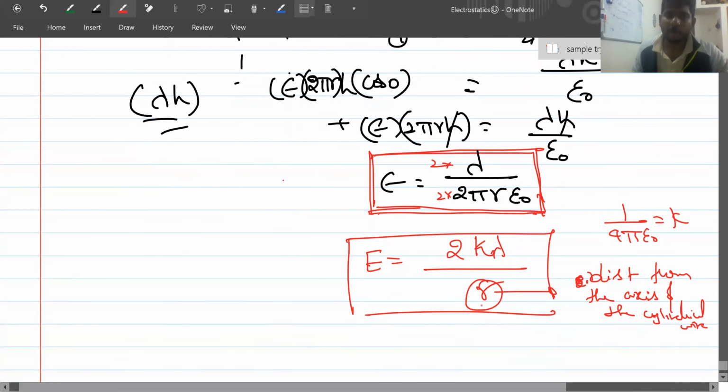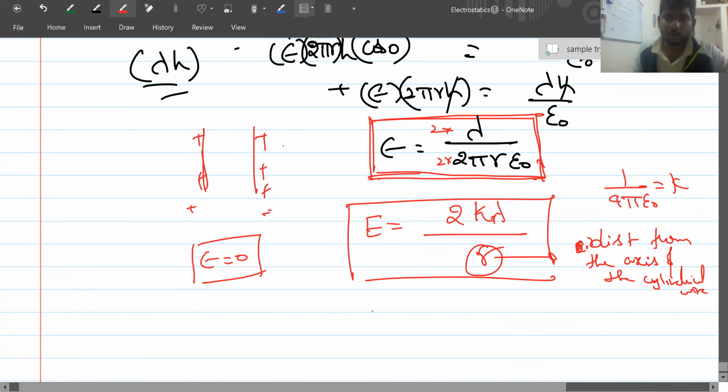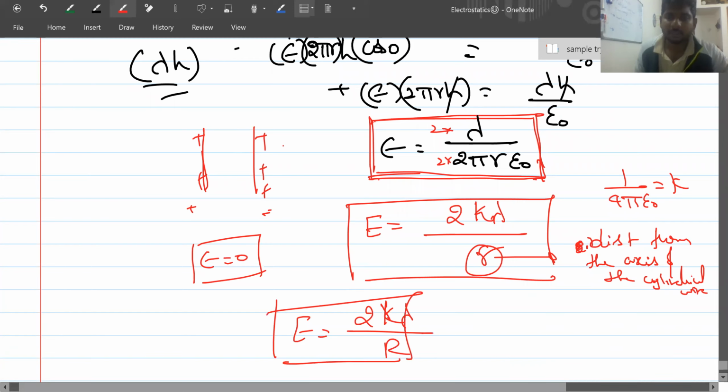If it is an outside point, or an inside point, and the charge is present on the surface of the wire, then for an inside point the electric field will be 0, because the enclosed charge inside the surface will be 0. For a point on the surface, the electric field will be 2k lambda by r. So these are the values. Now finding the electric field has become easy because of the symmetrical distribution of the charge.